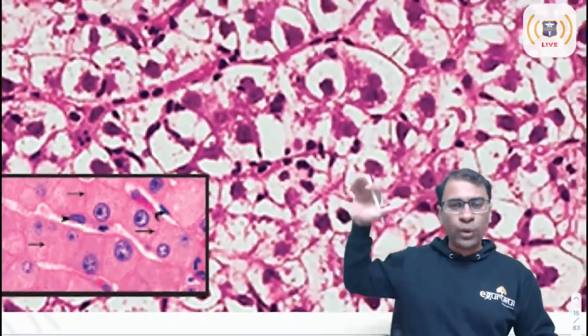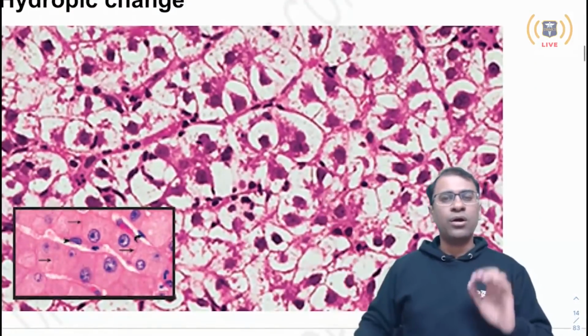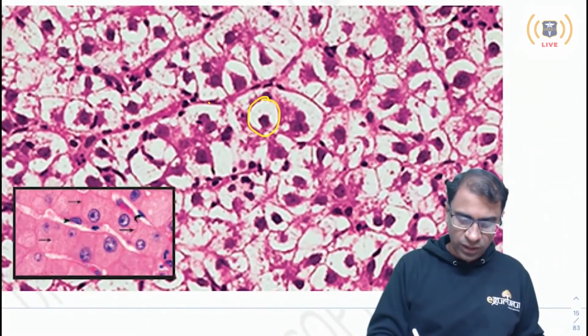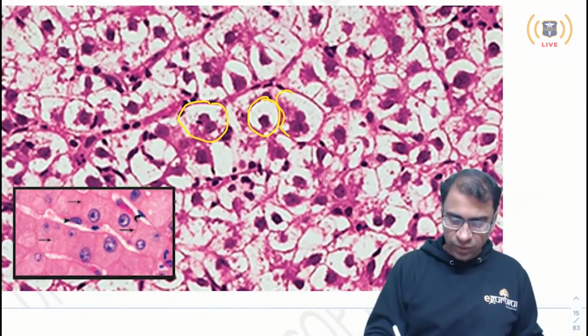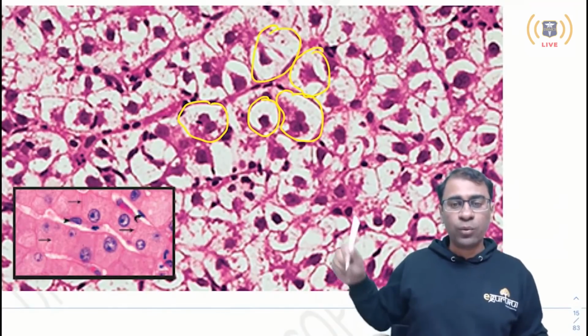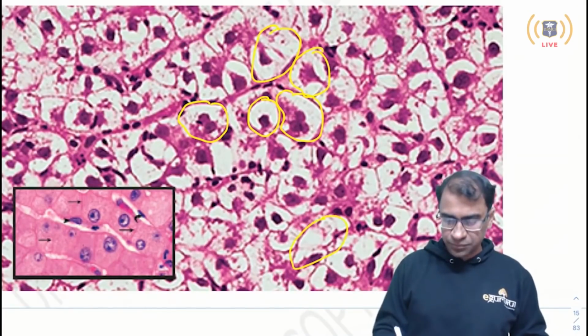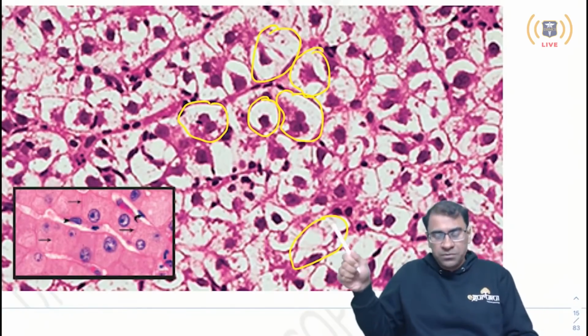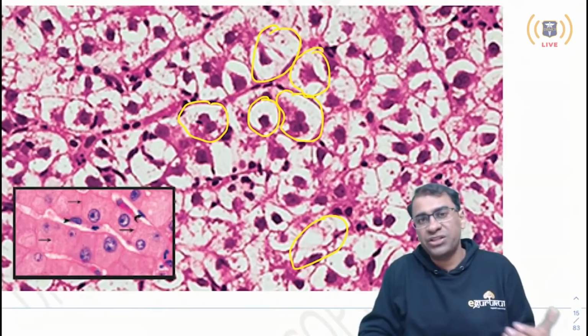Compare this hepatocyte to any of the cells here of your choice. Let's take this cell. Look at this one. What you're seeing is that all the cells are now staining pale. Look at the whitish color here. Look at the condensed chromatin. The white-colored cell is called hydropic change.